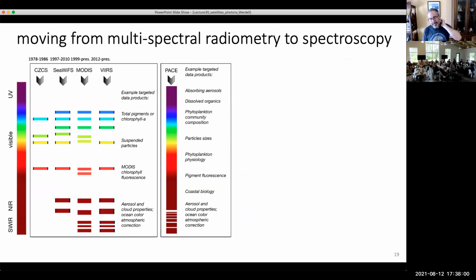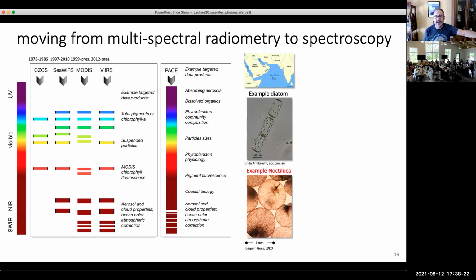Then last, and this should not be a surprise to anybody, it is a quantum leap to move from multispectral radiometry to spectroscopy. On the left-hand side, you can see the band placement over the colors of the rainbow for our heritage instruments. For PACE, you can see that it's going to be a continuous rainbow right in the middle. And how I've had to go to management and sell this, because again, it's a lot easier to build another SeaWiFS than it is to build PACE, is try to explain to the head shed that we cannot do phytoplankton community composition if we continue on with our heritage type instruments.